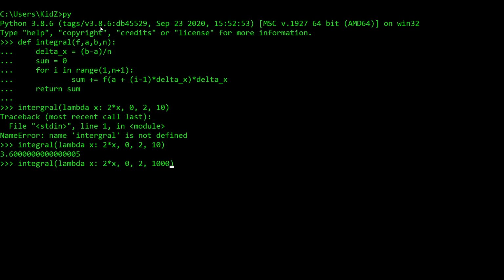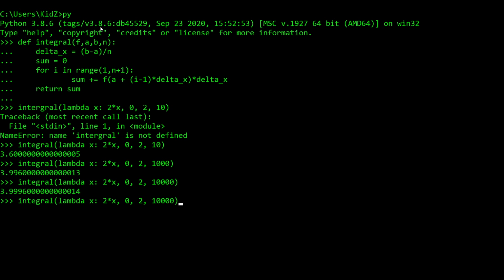But let's see if we make this much higher, like say 1,000. We can see we got much closer. And then if we make this 10,000, we get even closer. And then the more zeros we add, the better. Also, part of this has to do with the faultiness of floating point arithmetic, but that's a whole other topic. Point is, we have an approximator for the area under a curve, and I think that is pretty cool.